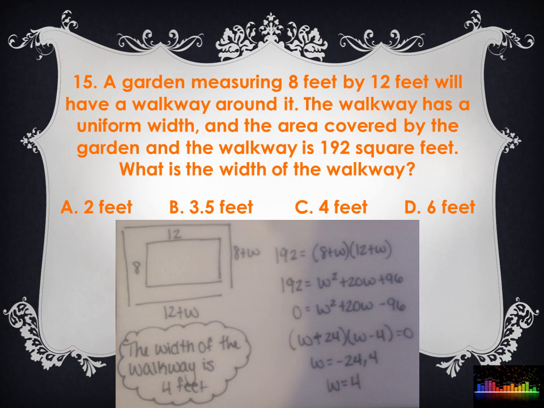We can factor it out and we get W plus 24 times W minus 4 equals 0. This works because positive 24 minus 4 gives us our B term, which is 20, and 24 times negative 4 gives us our C term, which is negative 96. We can set each factor equal to 0, and we get our W is either negative 24 or 4. Since we can't have a negative distance, we're going to have our width being 4.